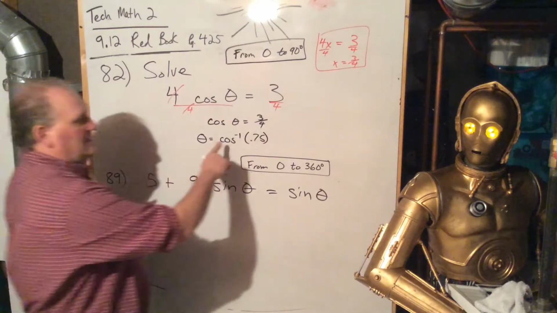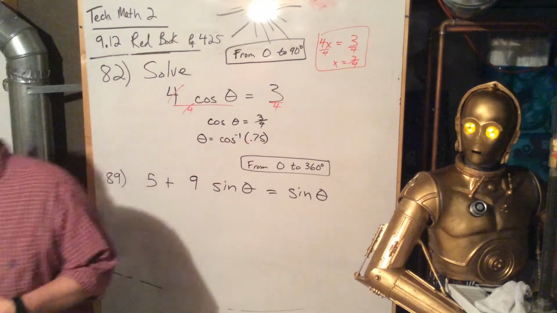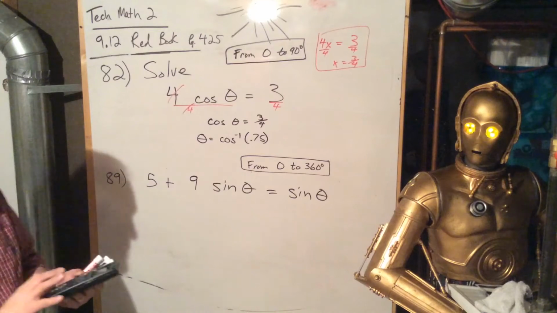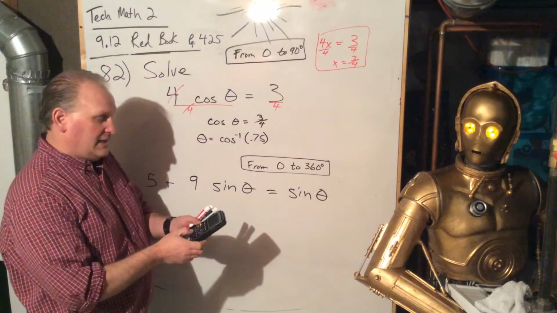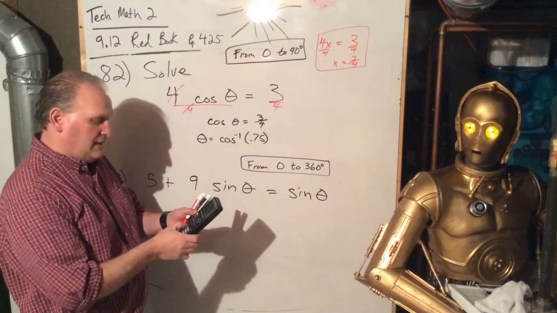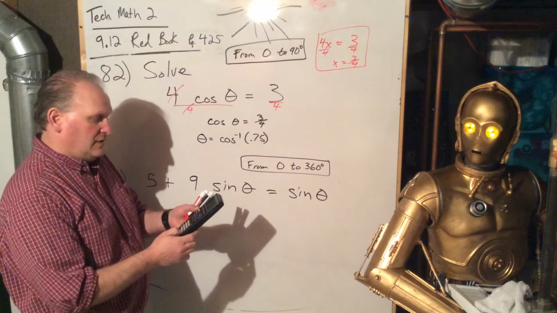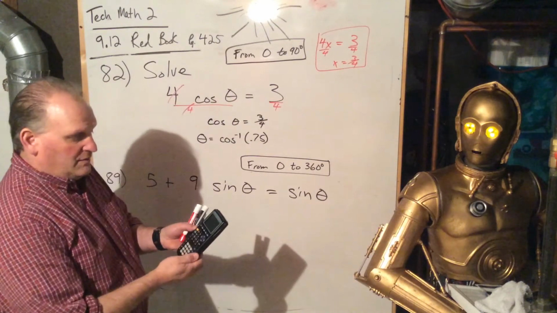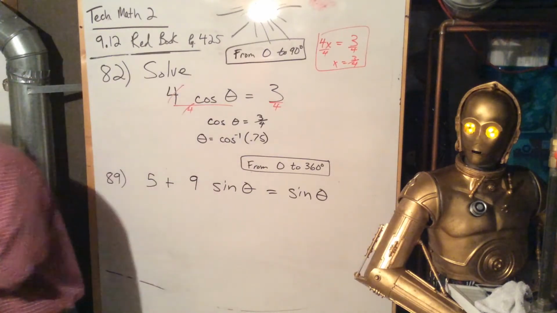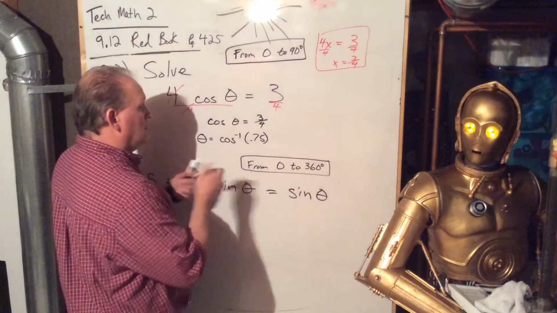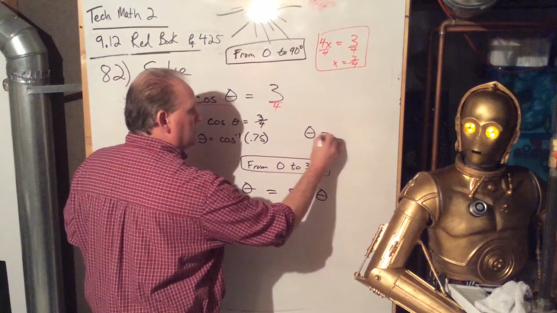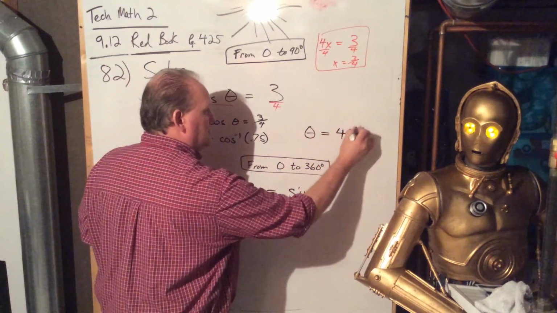And so we're going to key that into the calculator. The arc cosine, so that's second cosine. Make sure you're in degrees if you're getting something other than what I write on the board. So I'm getting 41.4 degrees. We'll just round that to 41 degrees. So theta is equal to 41 degrees.